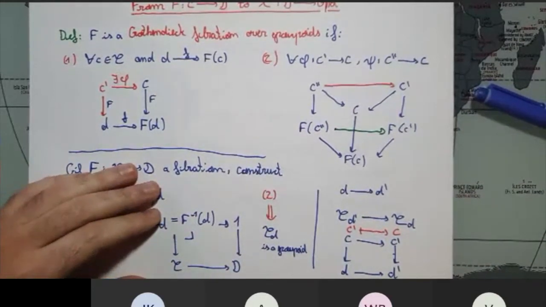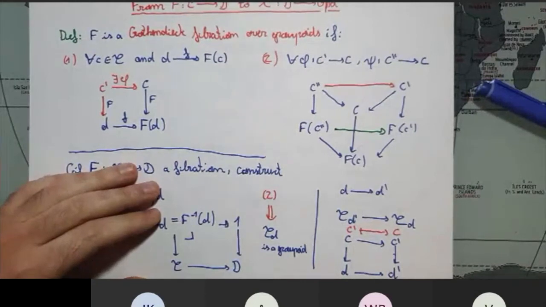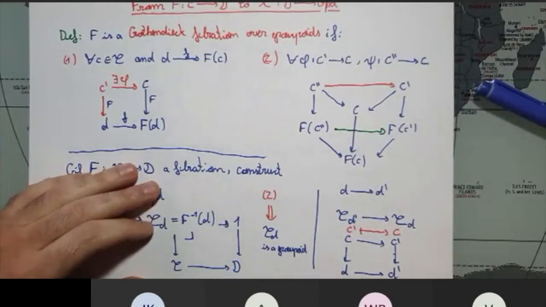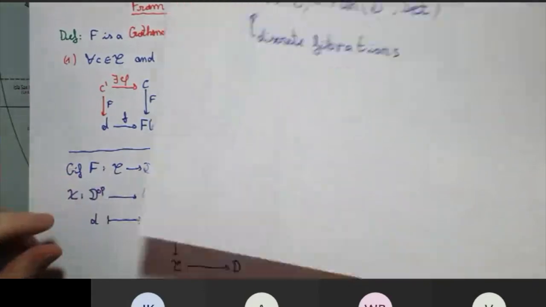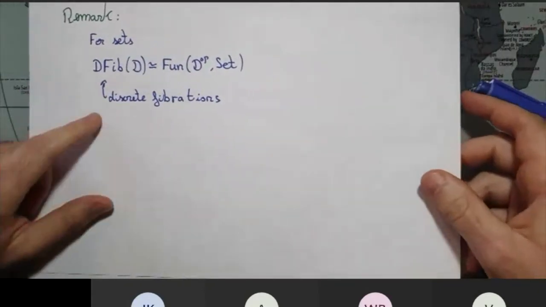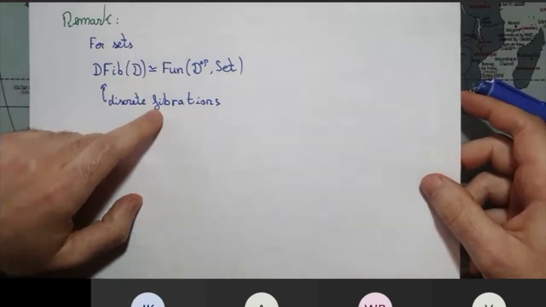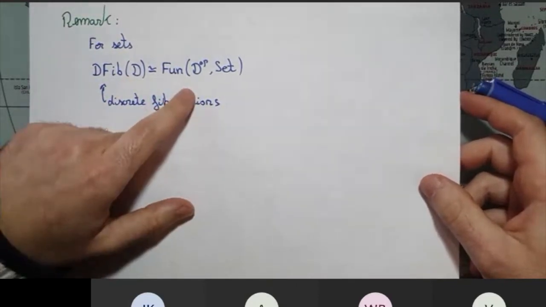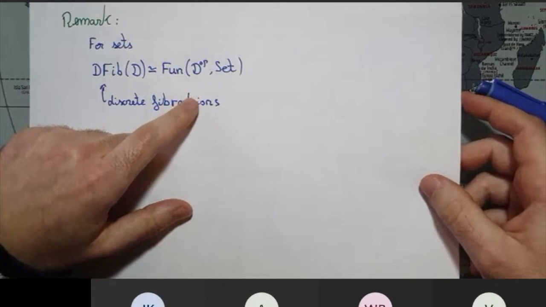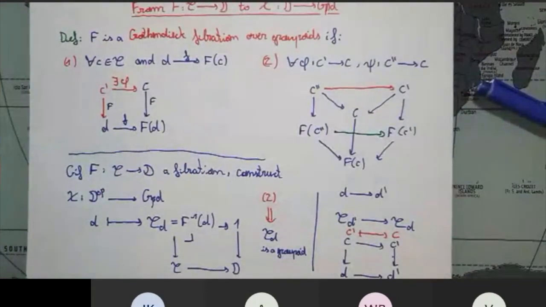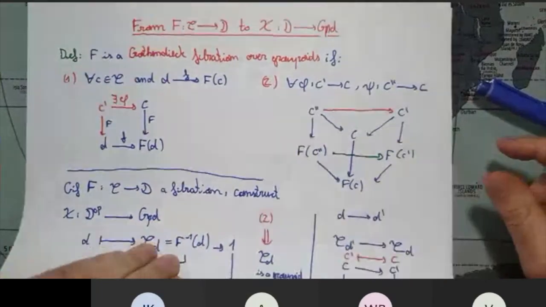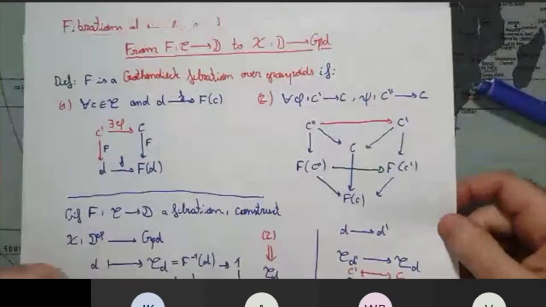If instead of groupoids we consider sets, then with similar constructions we would have this equivalence. So discrete fibrations over D are the same as functors from D op to Set.